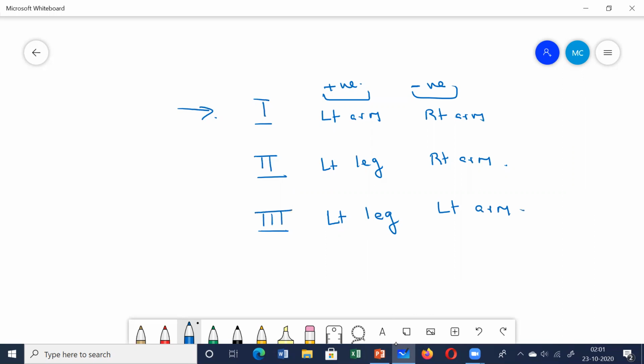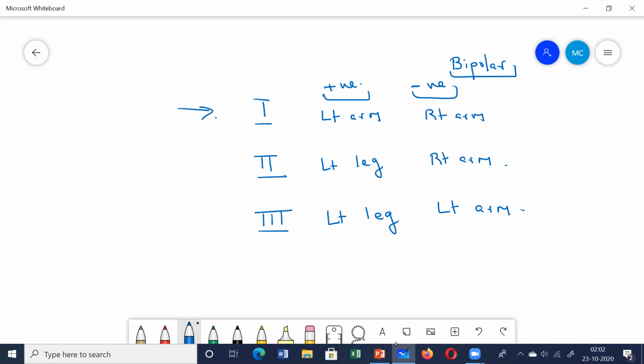I'll tell you an easy way to remember. The positive electrodes are present on the left side, left arm and left leg, and of the negative electrodes, 2 of them are on the right arm and the last one is on the left arm. Since they have a positive and a negative electrode, they are also called the bipolar limb leads. They have 2 poles: a positive electrode and a negative electrode.